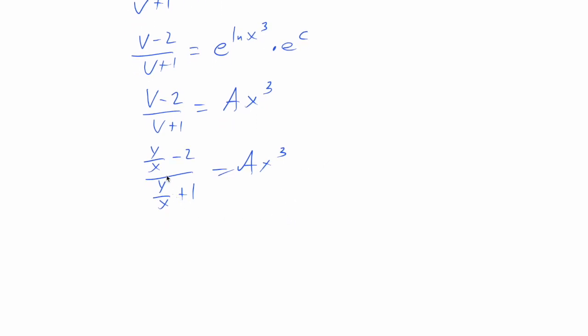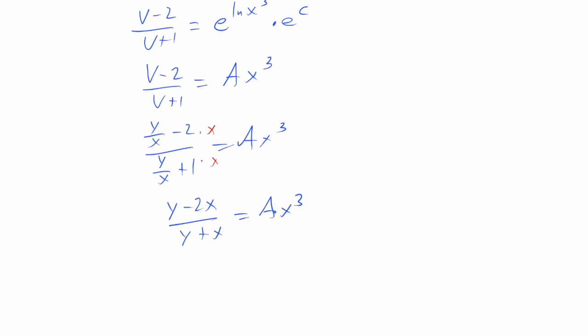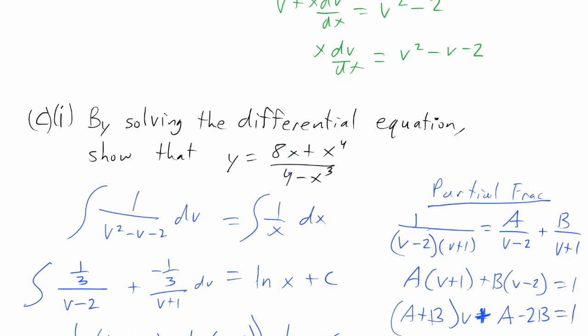Now we can rearrange. That's actually pretty easy. We can multiply numerator and denominator by x here. And we get (y minus 2x) over (y plus x) equals a x cubed. And at this point, we can figure out what the a value is, and then we'll solve for y. Remember, our goal is to get this, right?